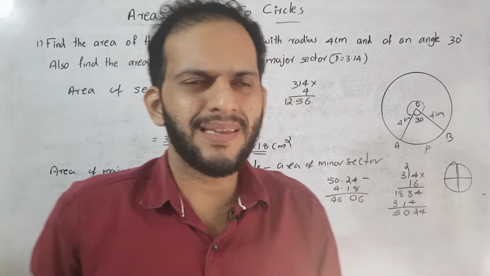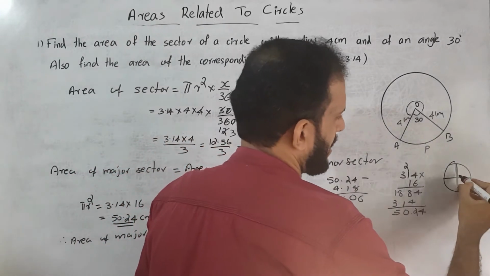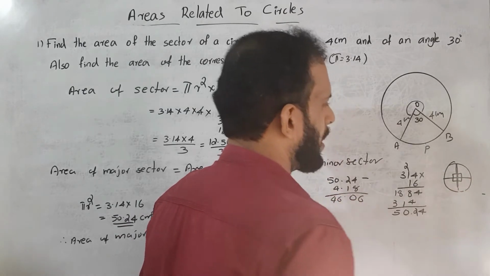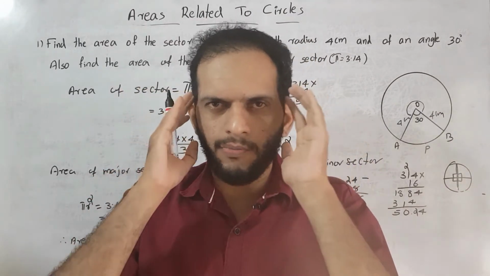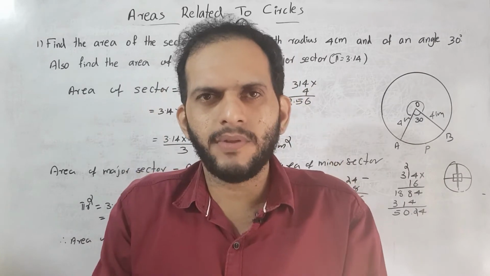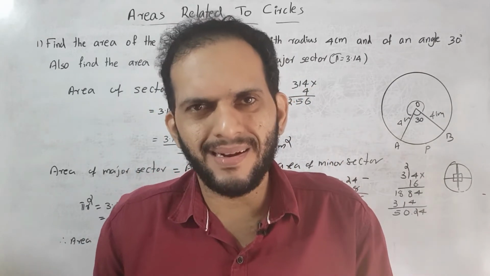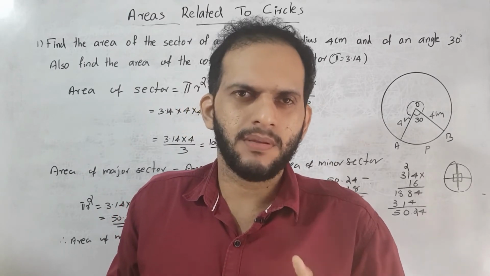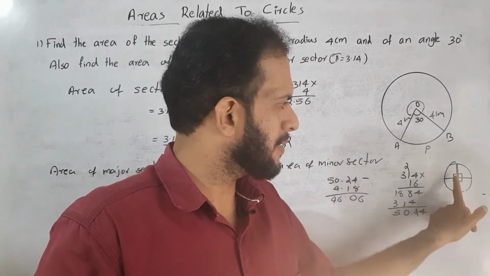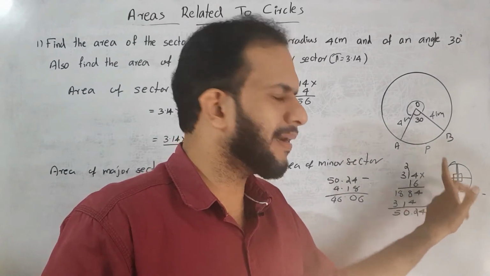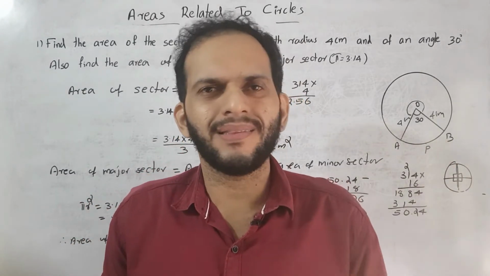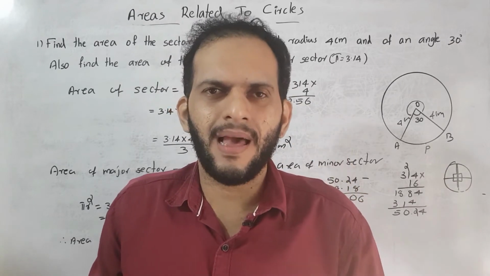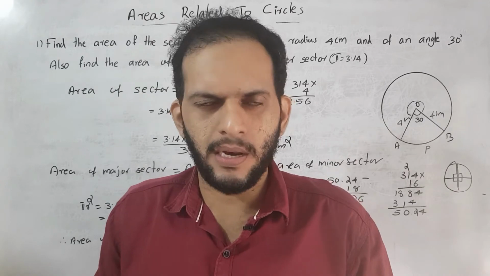If it is a quadrant, meaning 1/4, then the central angle is equal to 90 degree. Don't forget the idea: the quadrant of the circle means the central angle is 90 degree. In all other cases, the central angle and radius are given for finding the area of sector.